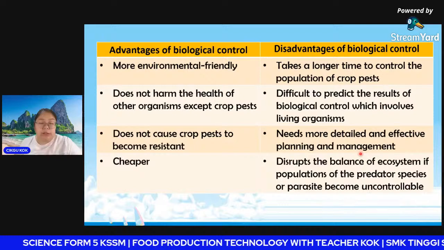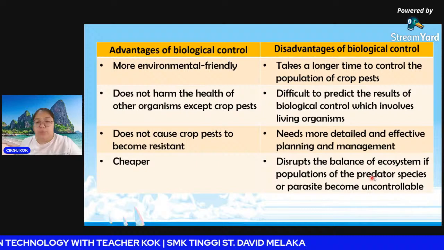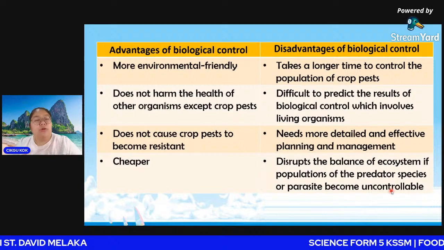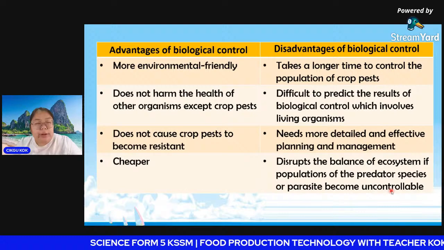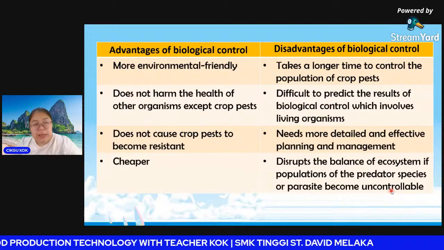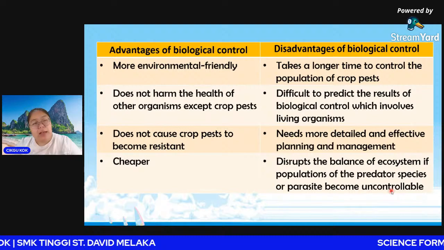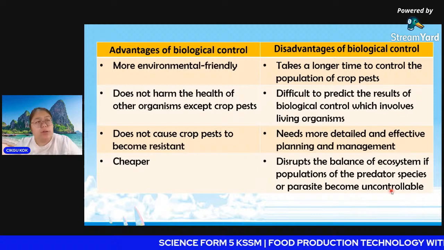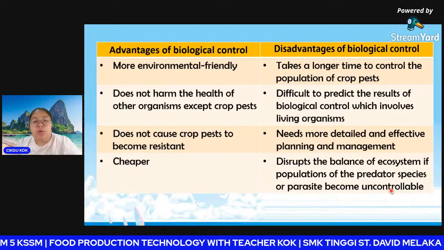And the last one is the balanced ecosystem. If the population of the predator species or the parasite becomes uncontrollable, that means maybe the rats will become fewer because you have more owls already. So this can affect the ecosystem if either one becomes bigger in quantity. If the rats become more, then the owls become fewer. This is also one of the problems. So this is a disadvantage of using biological control. From this, we tell them to use it with care, because we cannot know the results 100%. So some plantations will start to use these things.